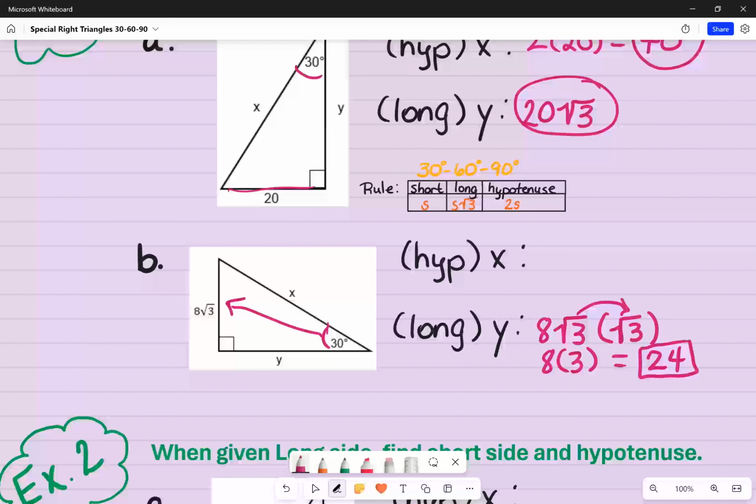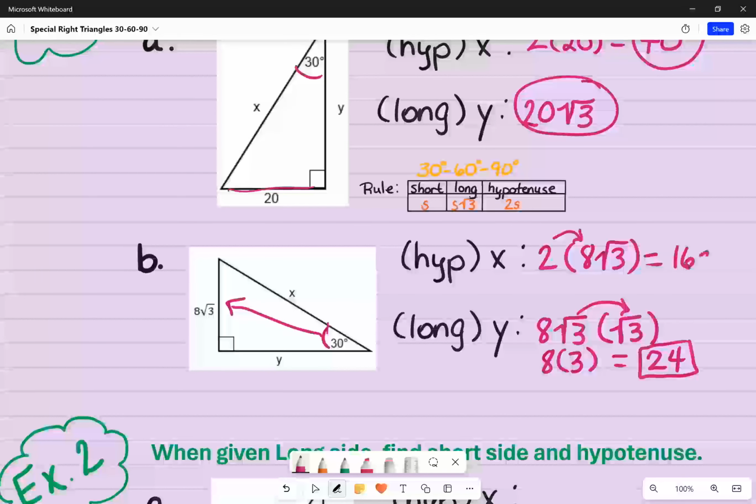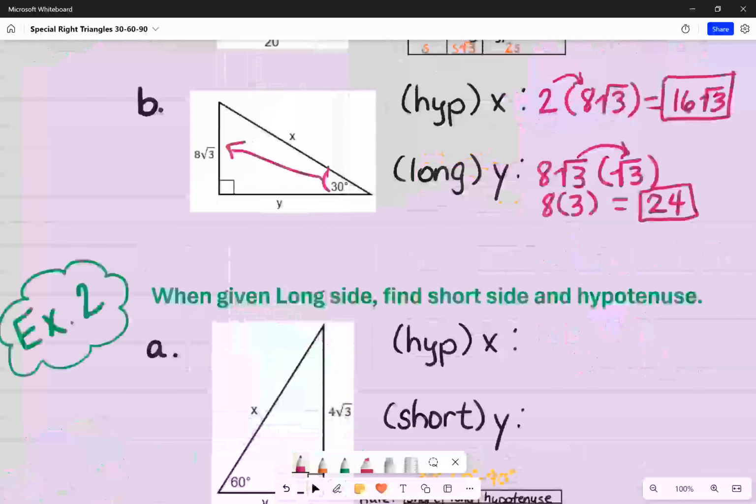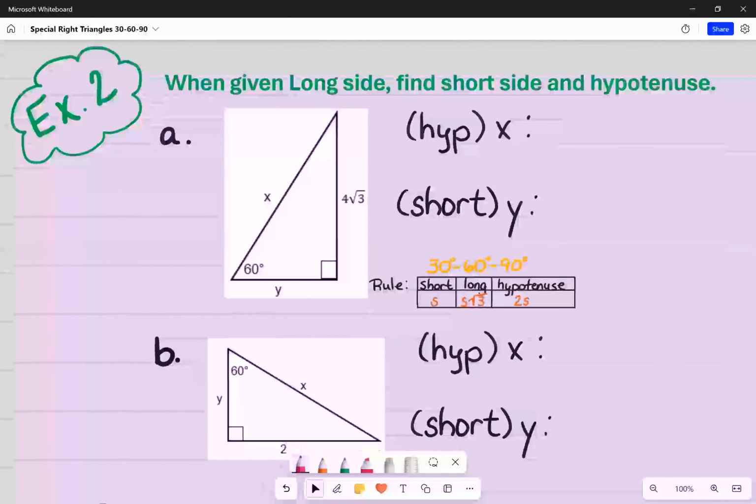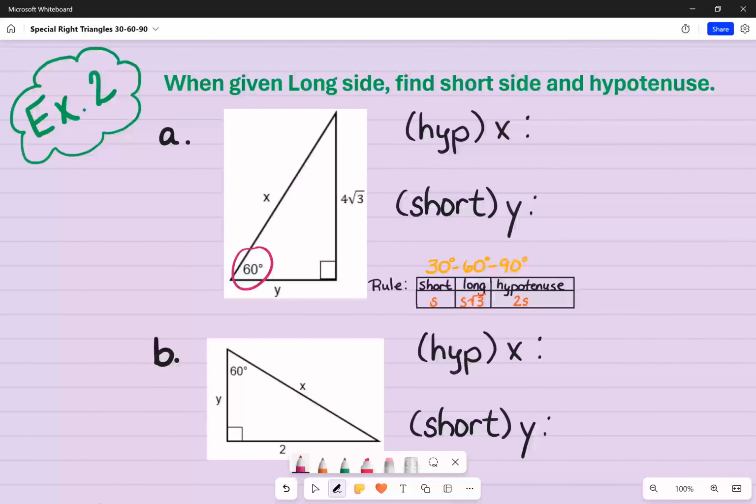So now for my hypotenuse, I simply take my s and I multiply it times 2. So 2 times 8 square root of 3. And once I simplify that, that's 2 times 8, that's 16. And then I just bring over the root 3. For example 2, I am given the long side. So if I have the long side, that means I'm looking at the angle that's in the middle between the 30 and the 90.